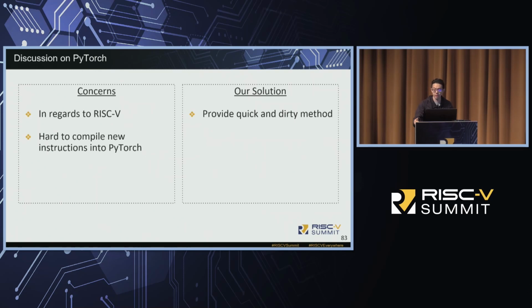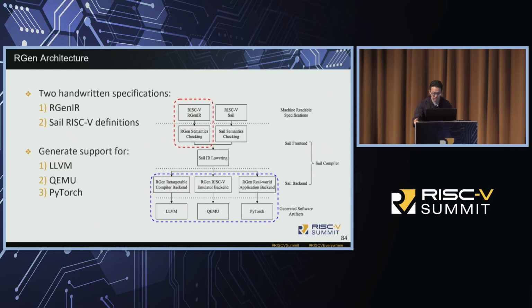And finally, a quick discussion on PyTorch. This discussion of PyTorch is in regard to a RISC-V ecosystem, as it is being used to test and validate RISC-V instructions on a RISC-V system. The biggest issue is trying to compile the new instructions into PyTorch, as we have to compile PyTorch natively. Thus, with this work, we provide a quick and dirty way to compile the newly generated instructions into PyTorch.